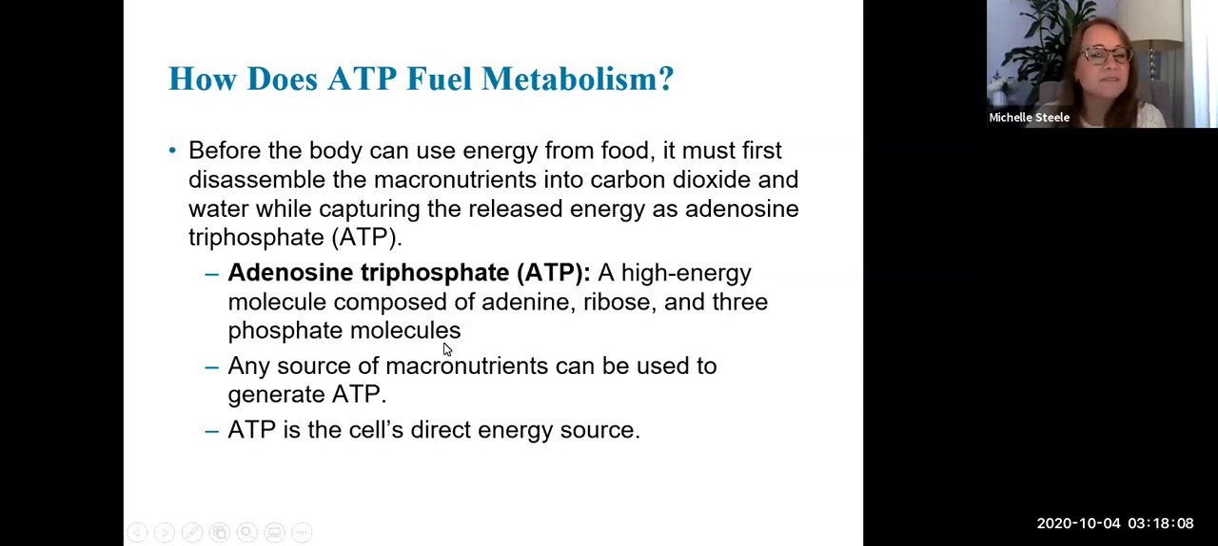This is just a highly sophisticated structure. I'm not going to quiz you on what it's composed of, but just know that ATP is a well-organized, physiologically designed compound that provides our cells with energy. Any source of macronutrients can be used to generate ATP. So whether we're talking about carbohydrates, fats, or proteins, each of these can be used as a fuel source of ATP.